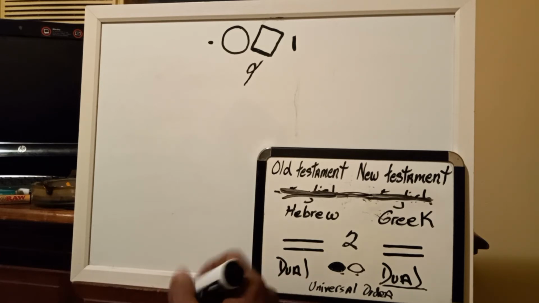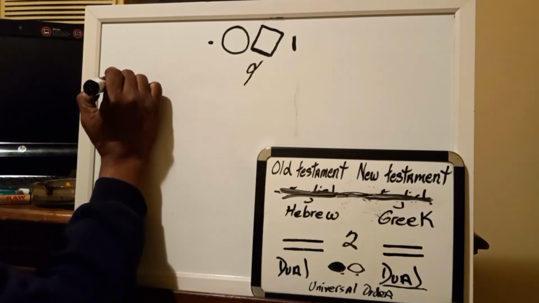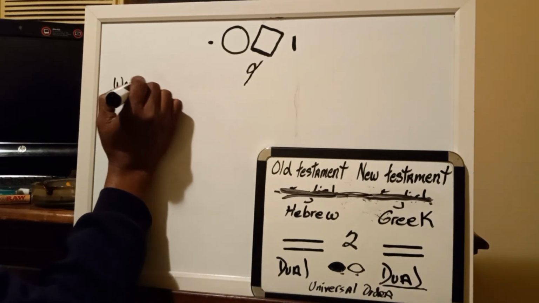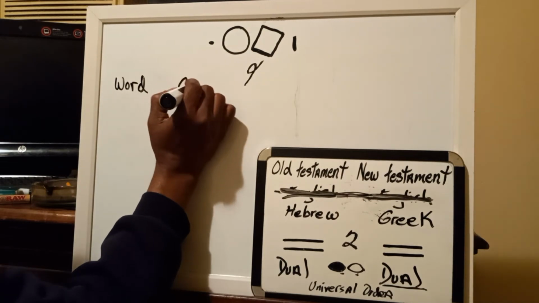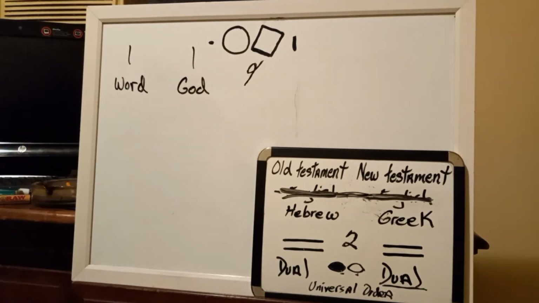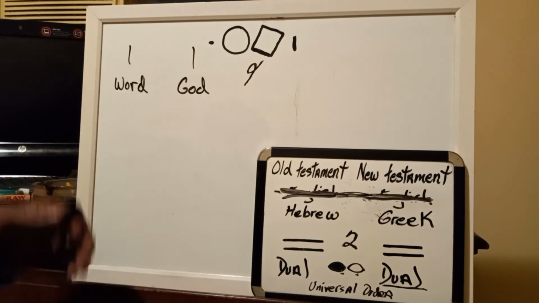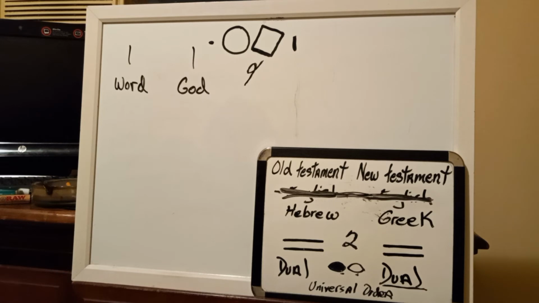So the Word was first. And then it made its way to God, or God made its way to the Word. And God and the Word came together. See? Look, you got, in the beginning was the Word. And then you got God. 1, 2. So God is a dual also. God is not one. There's no such thing as one.